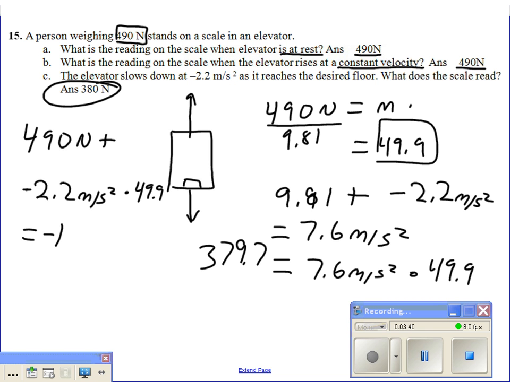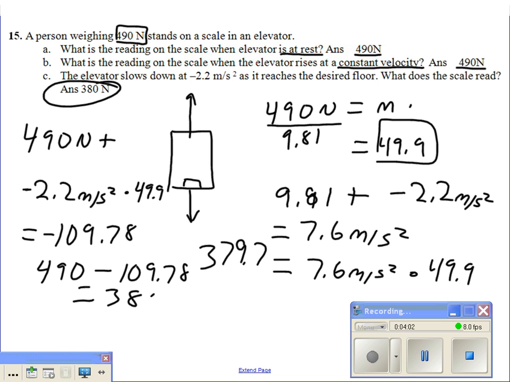This would equal a negative 109.78. I could take the original 490 and add this negative, or subtract 109.78. And that would equal 380. So you could break it down either way, or you could solve it like that. Works perfect.